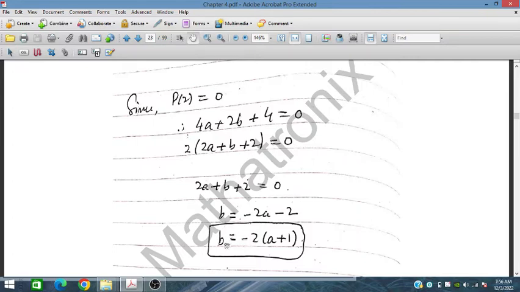So we can write down this simplification. We have to write b in terms of a. So b in terms of a. This is also an answer. We can even further simplify to get these results.